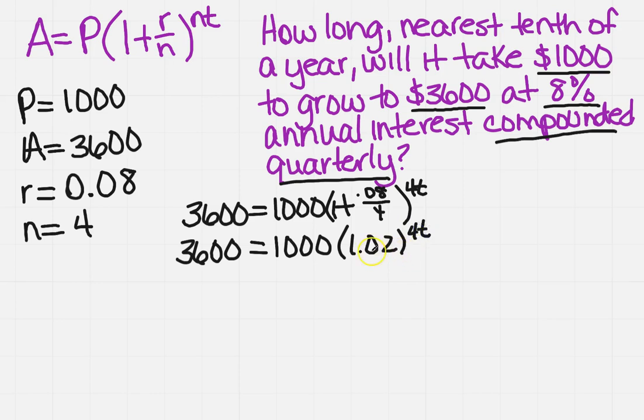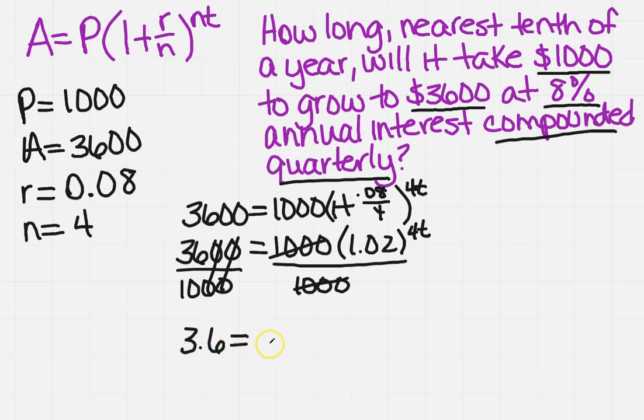Now I need to get the right hand side there by itself in the parentheses so I can do something about natural log. So I'm going to divide both sides by 1,000. So the 1,000s cancel. I've got the 0 and the 0. Then I've got 36 over 10. So that's going to be 3.6. And that's going to equal 1.02 to the 4t.